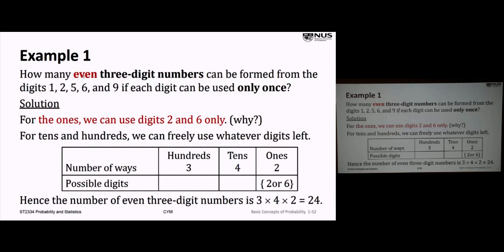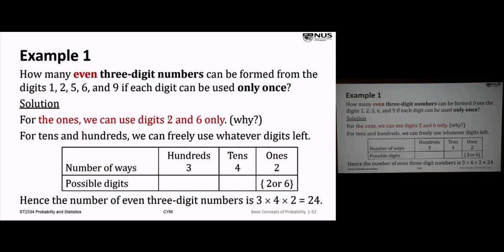Now, if I want to produce an even number, if I have a 1 at the end, clearly that number is odd, so I can't use 1. I could use 2, because that would bring me an even number. I can't use 5, that's going to give me an odd number. I can use 6, because that's going to give me an even, and of course I can't use 9, okay? So the answer to this first question, for the ones, or the units, that's the very final digit of this 3-digit number, I can only use 2 and 6, okay? So basically, at the first experiment, I've only got 2 choices.